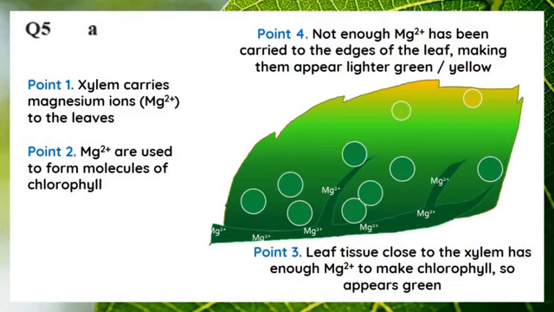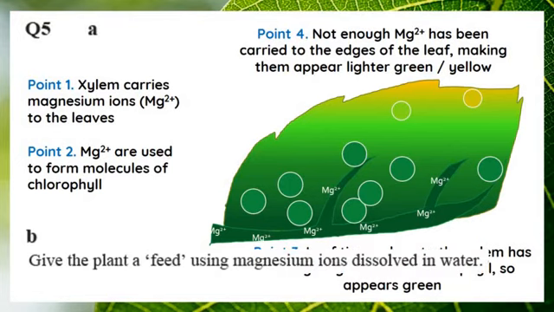So the more magnesium, the more chlorophyll is made, and so it's a darker green, and the further away from the xylem, the less magnesium is present, and so less chlorophyll is made, making it appear yellow. And for the last question, part B, in order to fix this solution, we just need more magnesium. So where there's a deficiency, there wasn't enough to reach the edges, but without a deficiency, if you feed that plant more magnesium ions dissolved in water, there'll be enough to go around.